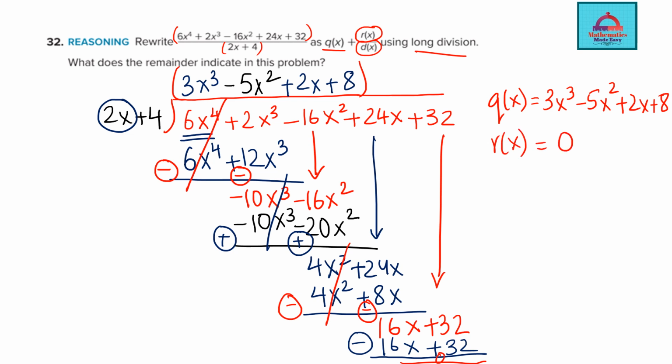Because the remainder is 0, this term becomes 0. So the final answer would be only the quotient, because r(x) is 0. So this term goes, and the final answer is q(x), 3x cubed minus 5x squared plus 2x plus 8. So that completes your long division method. I hope you understood how to do it.